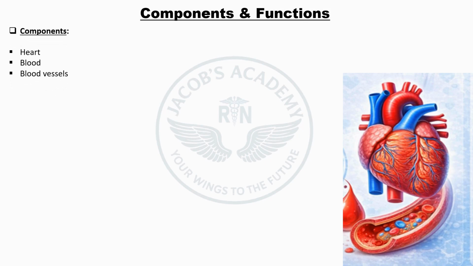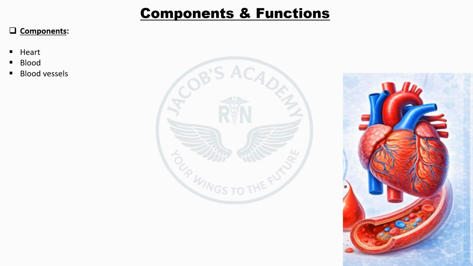Now let us discuss the components and functions of the cardiovascular system. First, we will look at the components of the cardiovascular system. The cardiovascular system has three main components. The first one is the heart, the second is blood, and the third is blood vessels.